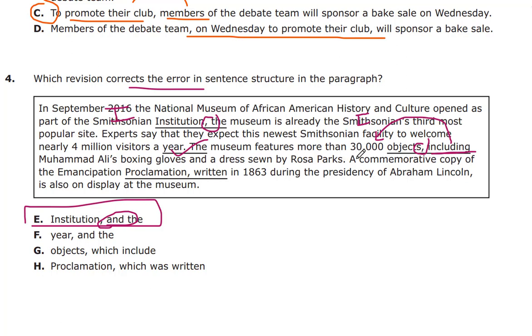Okay. Continuing, a commemorative copy of the Emancipation Proclamation, comma, written in 1863 during the presidency of Abraham Lincoln, comma. Okay, this is parenthetical. It's telling us about the Emancipation Proclamation, more information, extra information. It's not essential to the sentence because we already identified the Emancipation Proclamation.